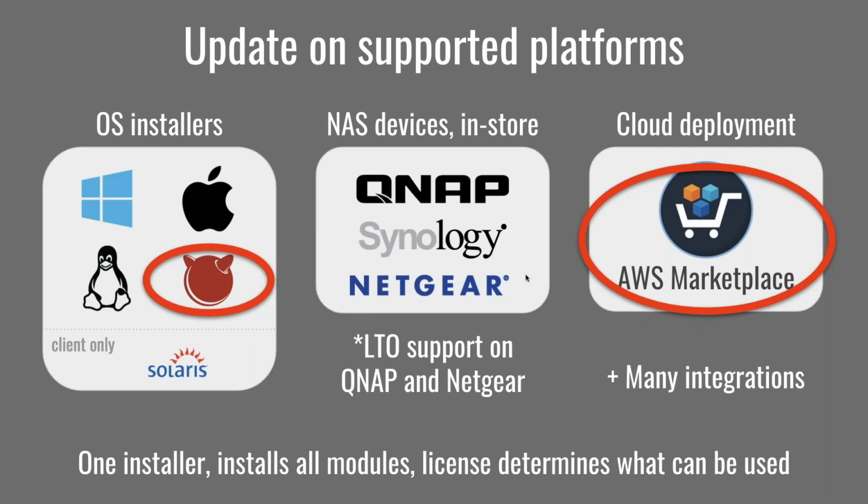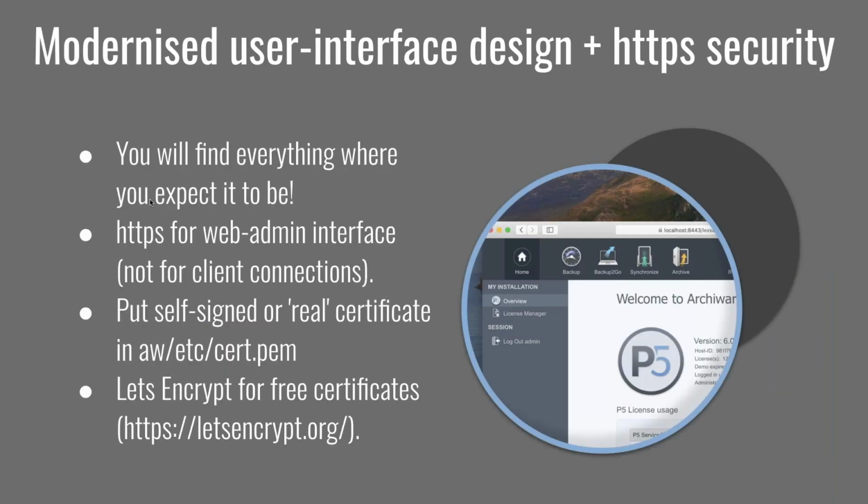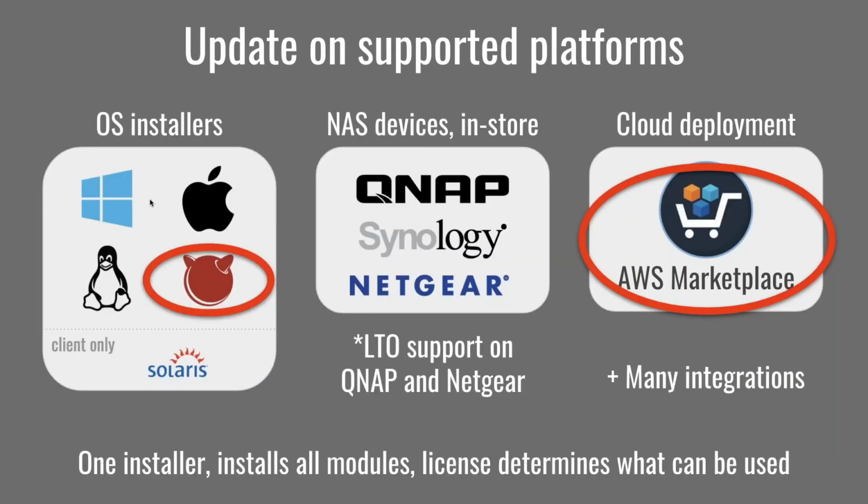So next, we're going to look at the current state of support across various different platforms. On the left-hand side, we have our OS installers. We still support, of course, Windows, Mac, Linux, and in the red box we have FreeBSD. FreeBSD has come back in version 6 as a fully supported platform. It was previously like Solaris, where in the box below we have client only. So we can still run version 6 on Solaris, but only as a client or as an agent.